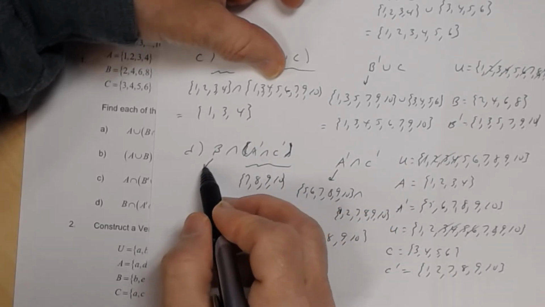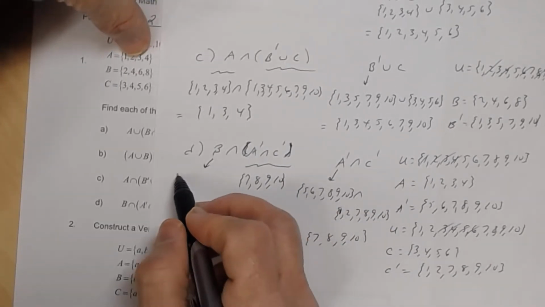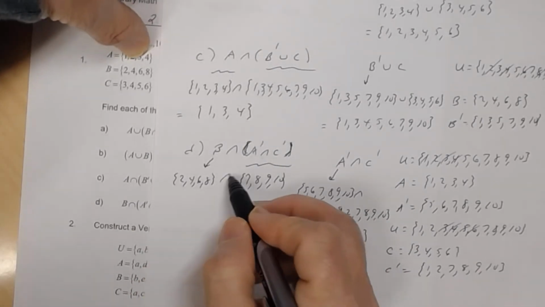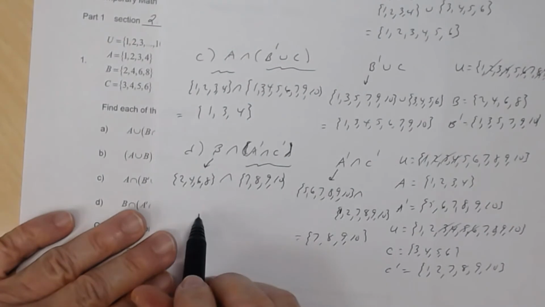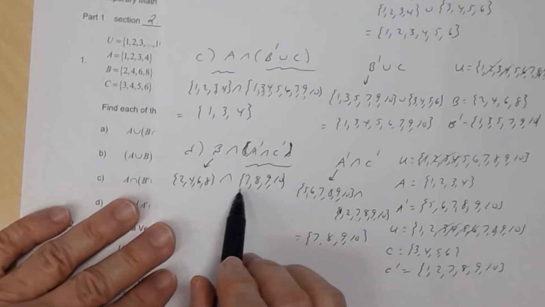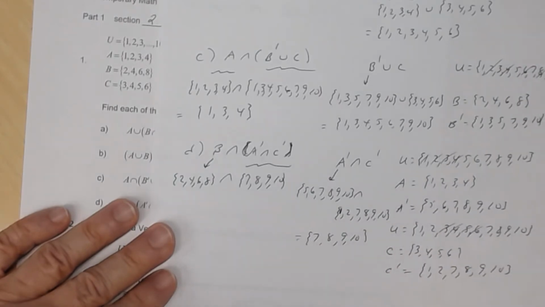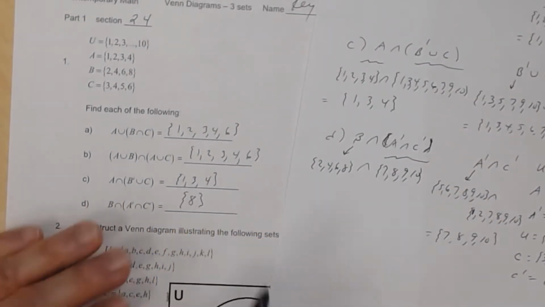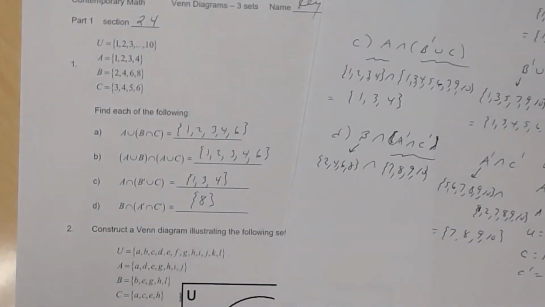All right, now B is just a set that is 2, 4, 6, 8. And so you want to intersect those two sets, and so it looks like the only element they have in common is the element 8. So that's just going to be 8 right here. Okay? All right, so that was number 1. All right, let's look at number 2.